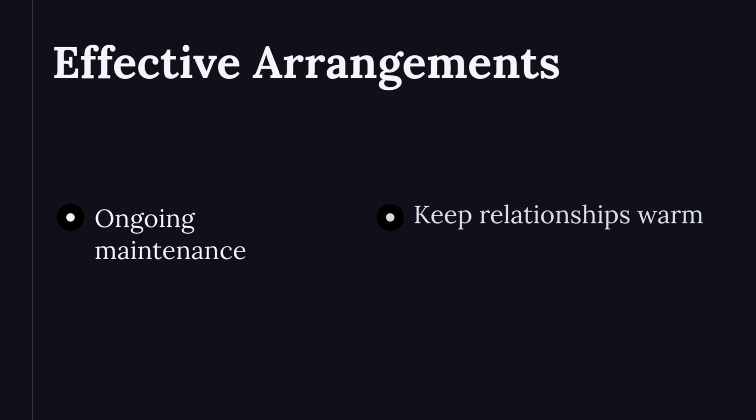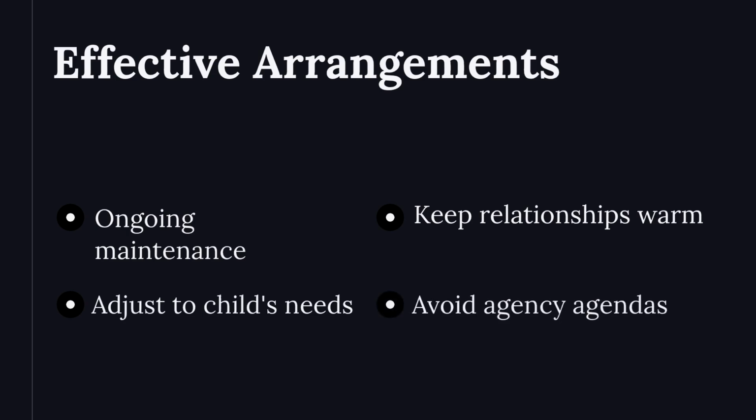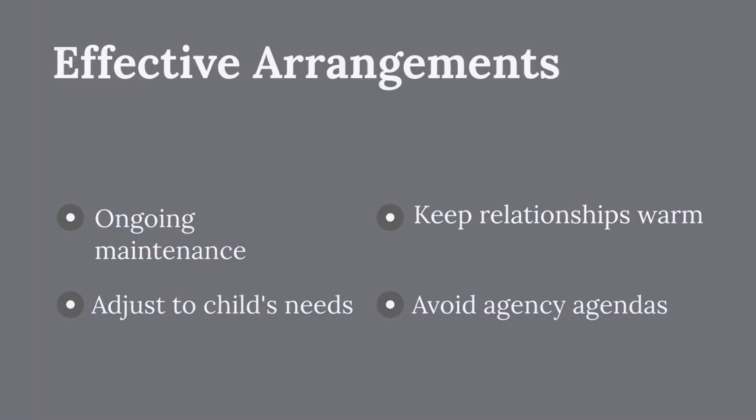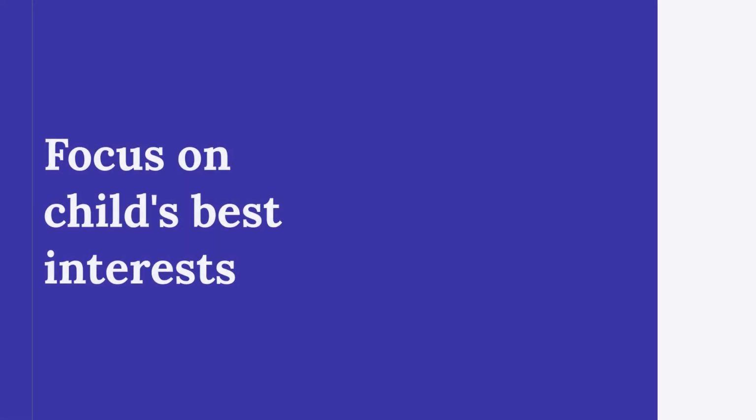Effective arrangements need ongoing maintenance. Keep relationships warm between meetings. Adjust arrangements as the child's needs change. Avoid sliding back into agency agendas. Consistent focus on the child is essential. Focus on the child's best interest to guide your actions.